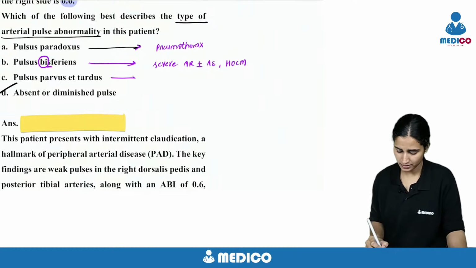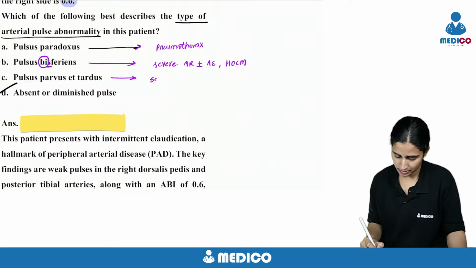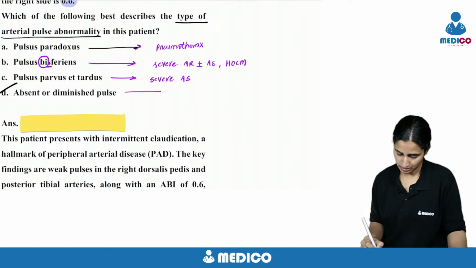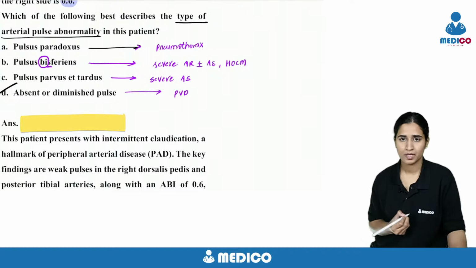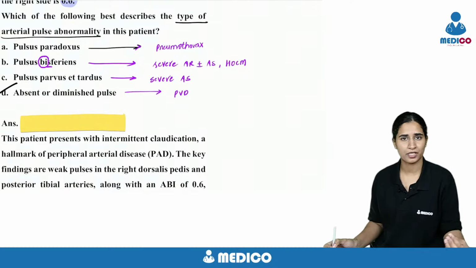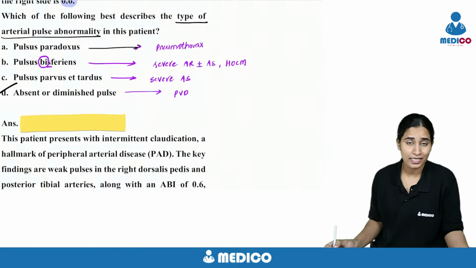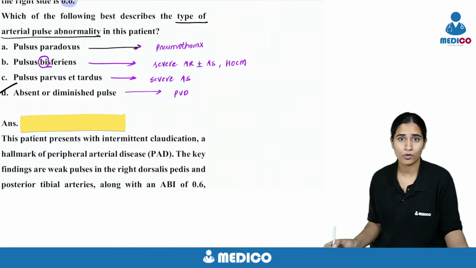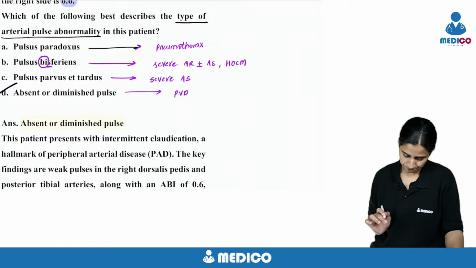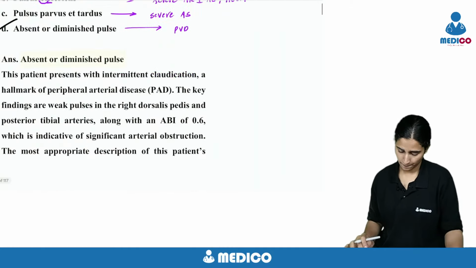Pulsus parvus et tardus is a short peaking and late peaking pulse, and it's seen in severe aortic stenosis. And absent or diminished pulse is seen in peripheral vascular disease. And the cause of that peripheral vascular disease could be anything. It can be a thrombus, it can be an emboli, or it can be a vasculitis involving the medial vessels, or it can be traumatic, anything. So that is the answer.